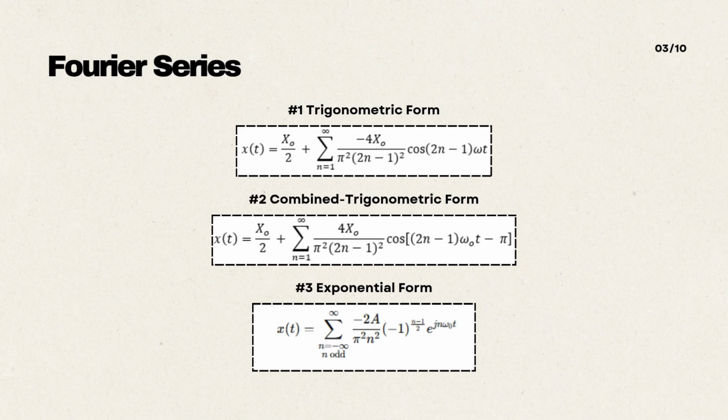This version expresses the triangular wave as a sum of cosine functions with decreasing amplitudes, which are inversely proportional to the square of the harmonic index. It's helpful for visualizing how harmonics shape the waveform. Next is the combined trigonometric form, which is essentially a simplified and phase-shifted version of the trigonometric form. It allows easier analysis by adjusting the phase and emphasizing symmetry in waveform construction.